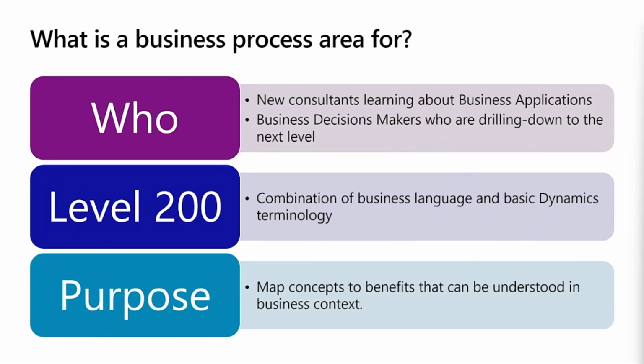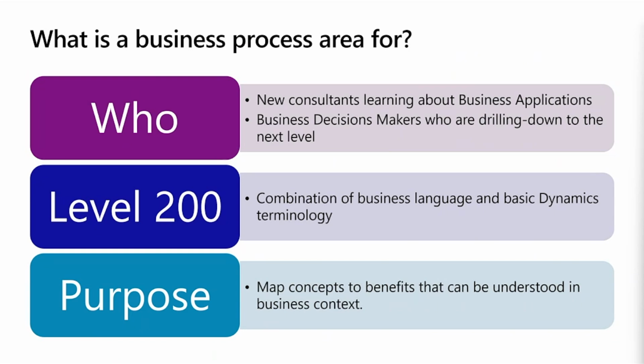The level 2 articles, like monitor customer credit and collections as the example, are written for new consultants that are learning about business applications. Again, they're for business decision makers who are drilling down to that next level. They're written at a level 200, and they use a combination of business language and basic Dynamics terminology. Here, we're mapping those concepts to benefits, again, that can be understood in a business context. You're not going to find a whole lot of how-to information.